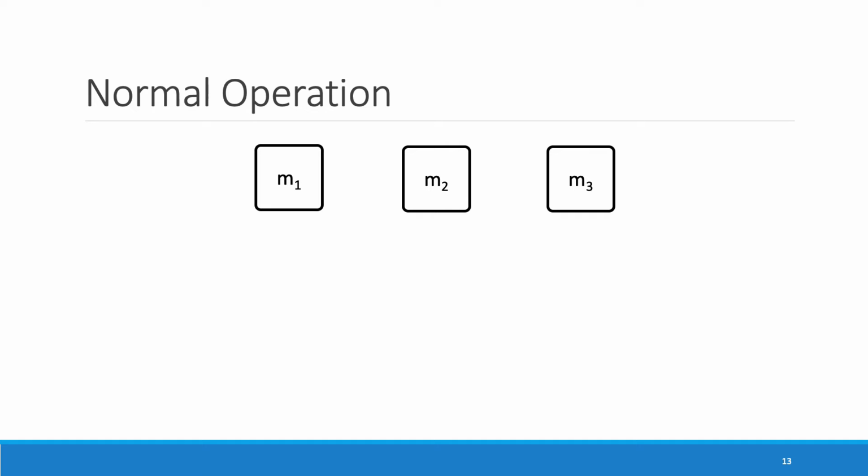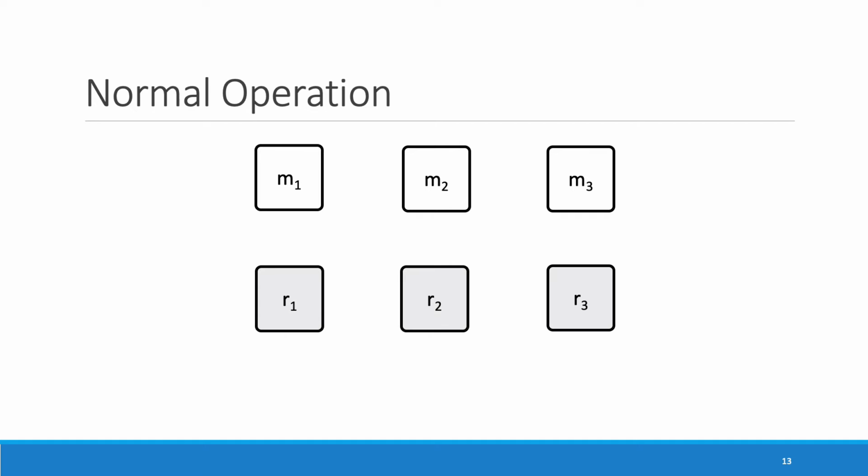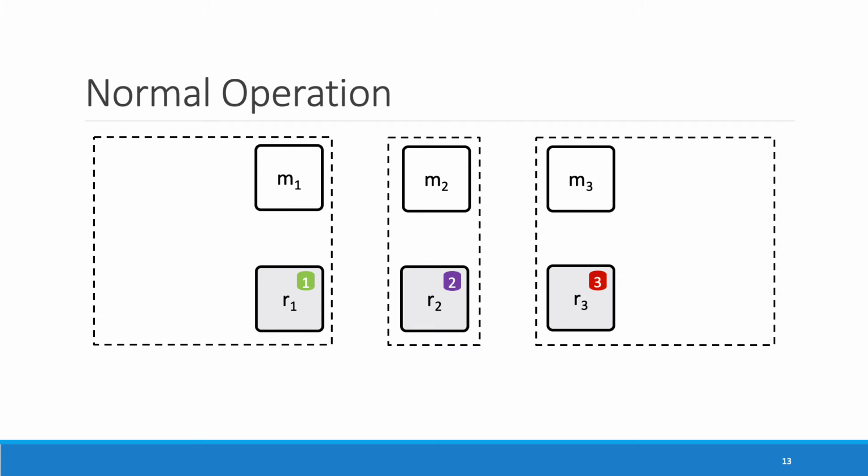Let's have a closer look on how FTC works during the normal operation to tolerate a single failure. For a chain of 3 middleboxes, for each middlebox, FTC instantiates a replica. In addition to state replication, a replica also provides a state management API to control the access of a middlebox to its state. This is necessary in providing fault-tolerant state. These replicas are co-located in servers hosting the middleboxes. The dotted lines show physical machine boundaries.